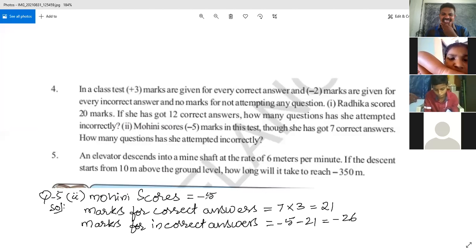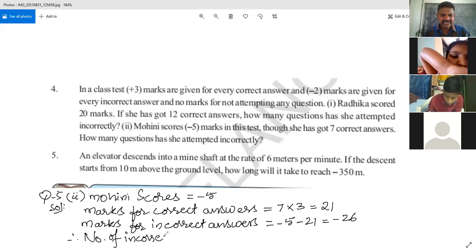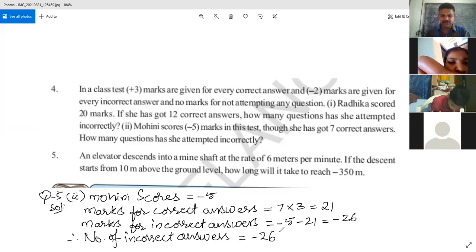Yeah, number of incorrect answers. So therefore, the marks for incorrect answers equal -26. Now, how many incorrect answers has she given? We should know that by dividing by 2. Yes, -13. So these are the incorrect answers, and -26 is the marks for incorrect answers.